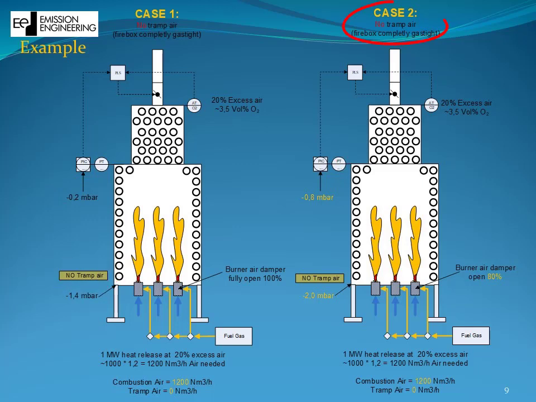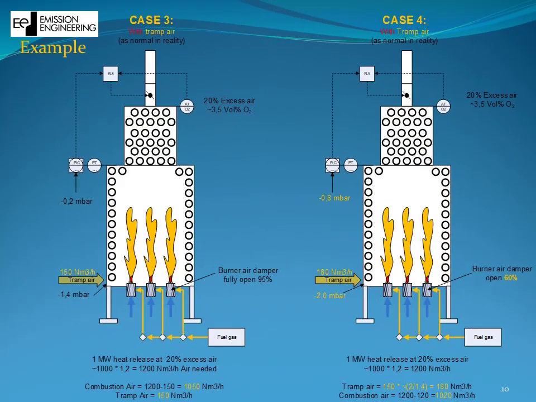In case 2, on higher draft, the same thing happens, meaning the control loop guides 1200 Nm³ of air through the burner, independent of whether you operate on lower or higher draft. The only thing which is different is the burner air damper opening, which is apparently more closed the higher the draft is. Here in the example, 80% open. Now let's compare the situation when there is tramp air present, which is most likely the case in all refineries' fired heaters.